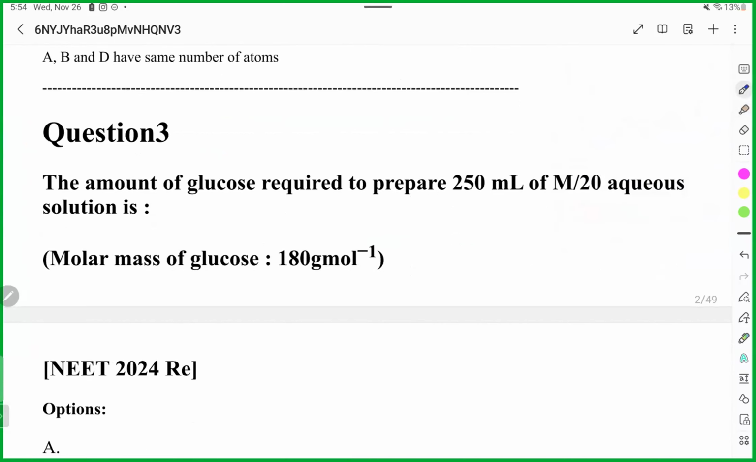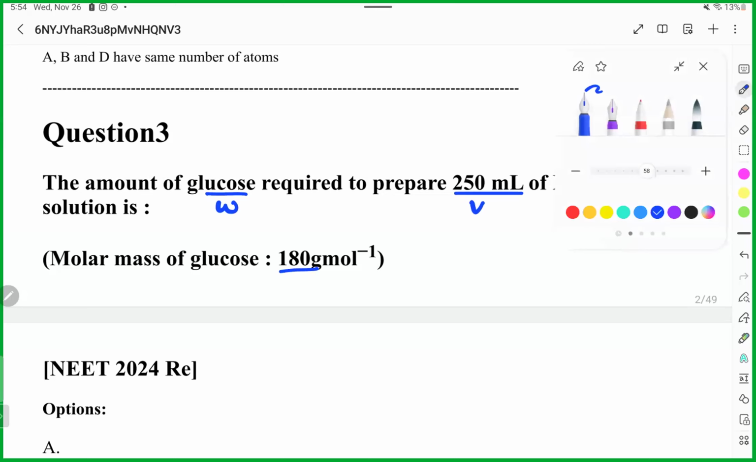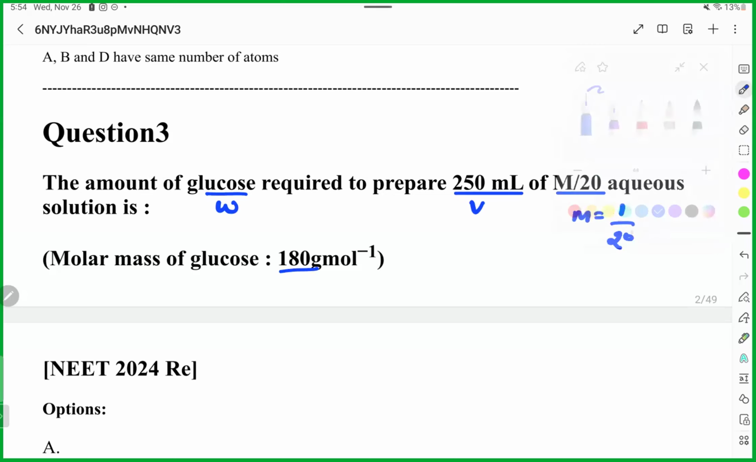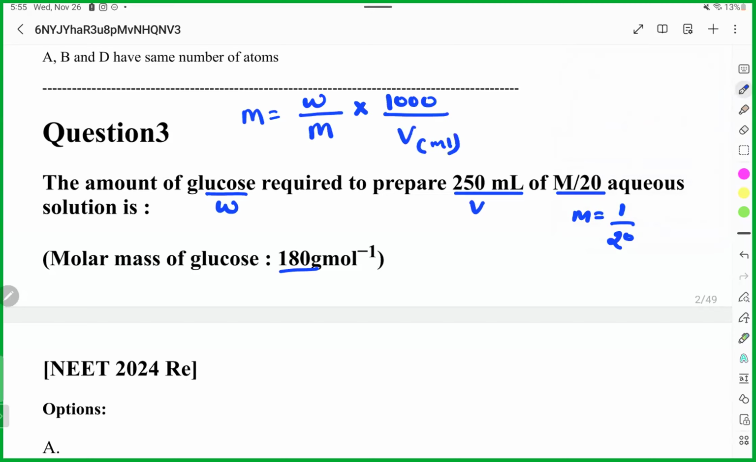Radhika. Amount of glucose required to prepare this. What is the molarity? 1 by 20. Molarity is 1/20. You have to calculate the given weight. We have to calculate the weight of it. Yes, how to do? You know, the formula of molarity is given weight by molar mass, times 1000, divided by volume in ml. Always write in ml, otherwise you will be confused.